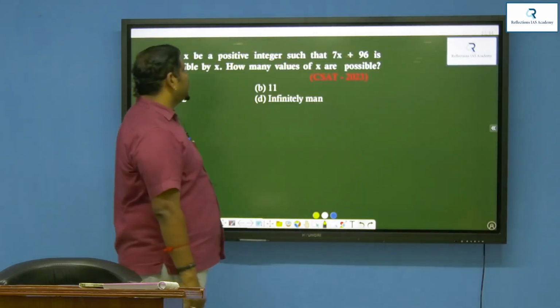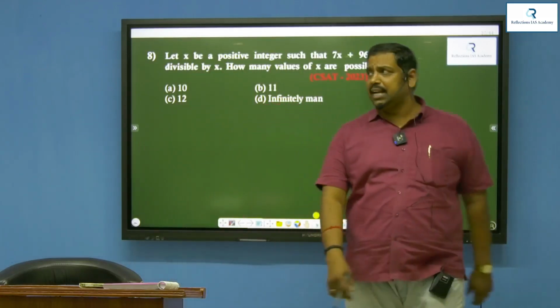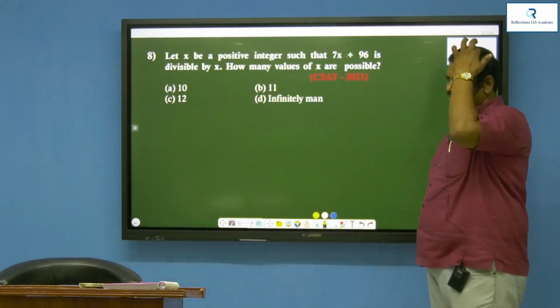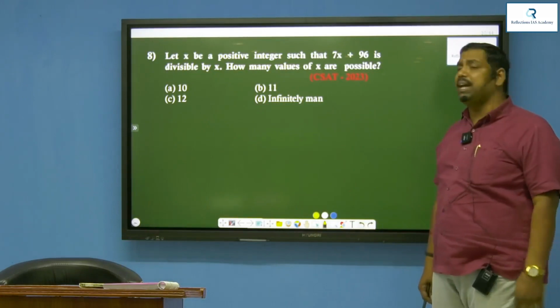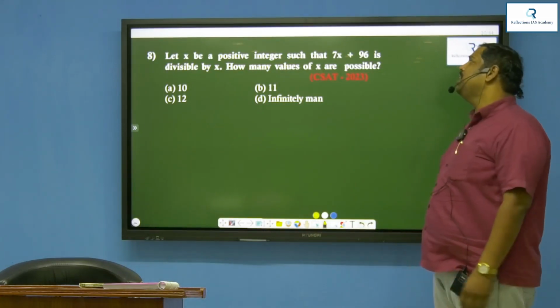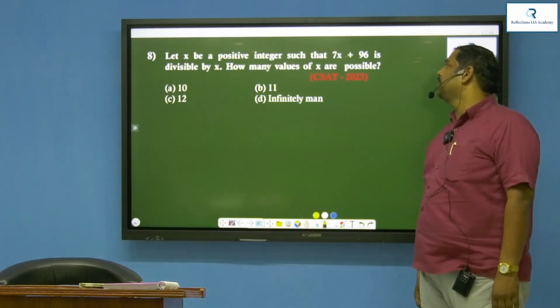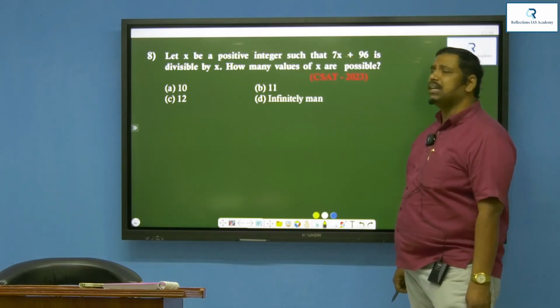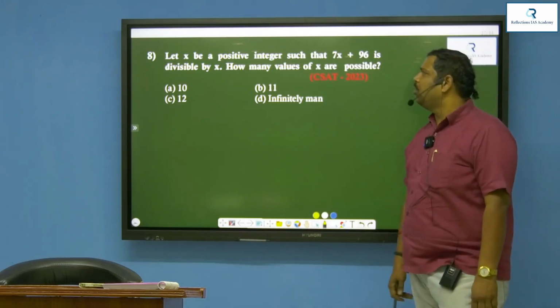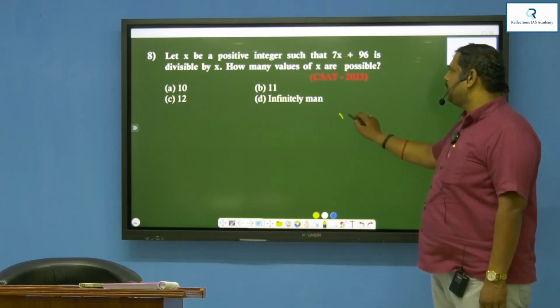Let x be a positive integer such that 7x plus 96 is divisible by x. How many values of x are possible? He is asking. Okay. It is divisible by x means, sir, my number is n, sir.